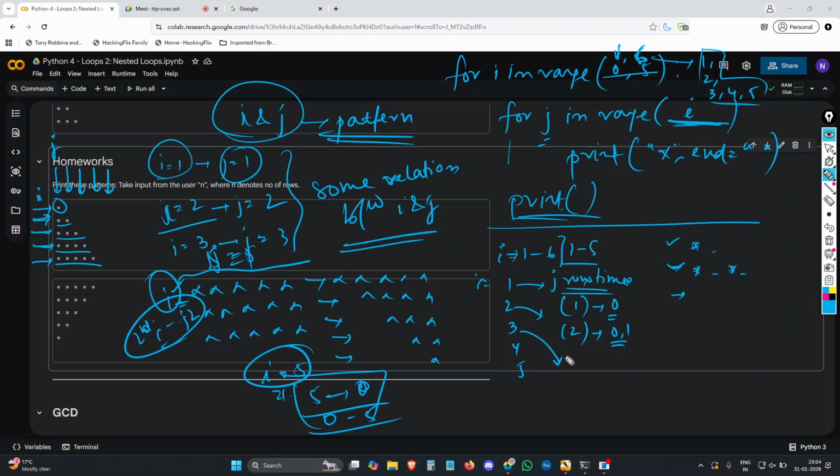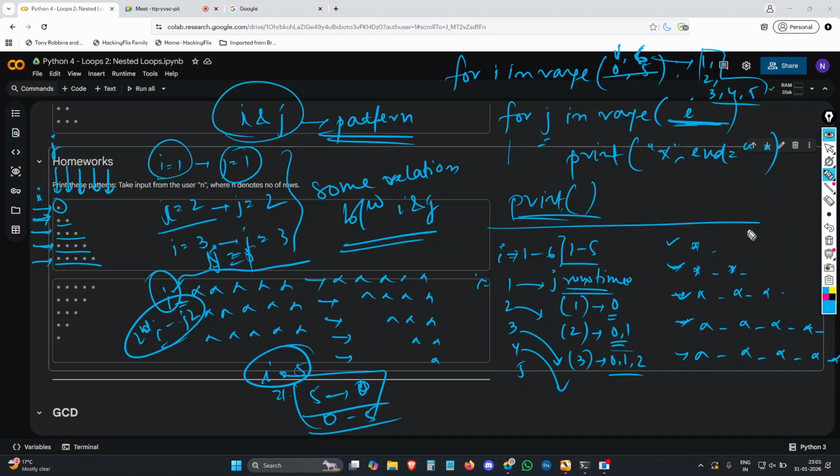Then i becomes 3, so j's range becomes 3. If range is 3, what are its values? 0, 1, and 2. That means, how many times will this run? 3 times. Then again, same thing, it will come to a new line. This one is gone. So 4 times. And then 5 times. This one is done.